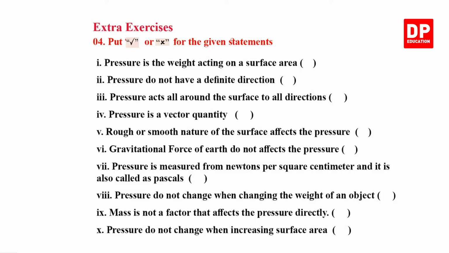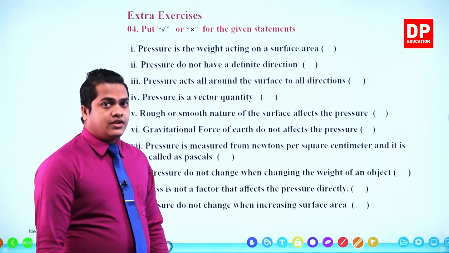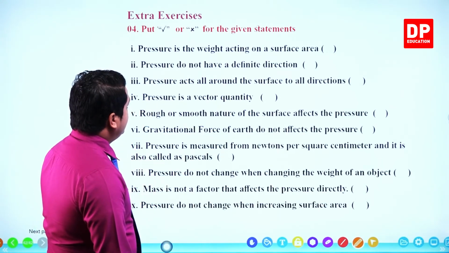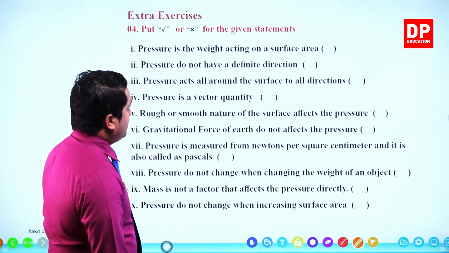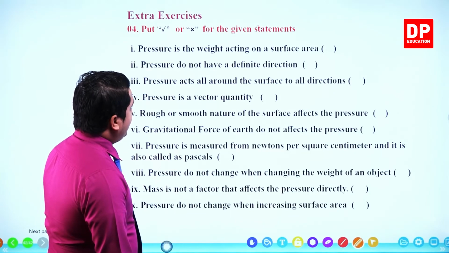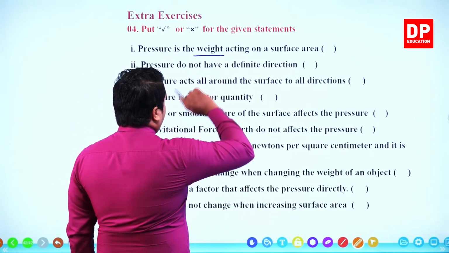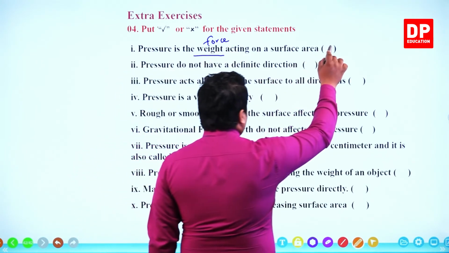So put a tick or cross for the given statement. If it is correct, you have to put a tick. If wrong, then you have to put a cross. Number 1, pressure is the weight acting on a surface area. Pressure is the weight. Actually, it's not the weight, my dear children. It should be the force, right? So this is incorrect.